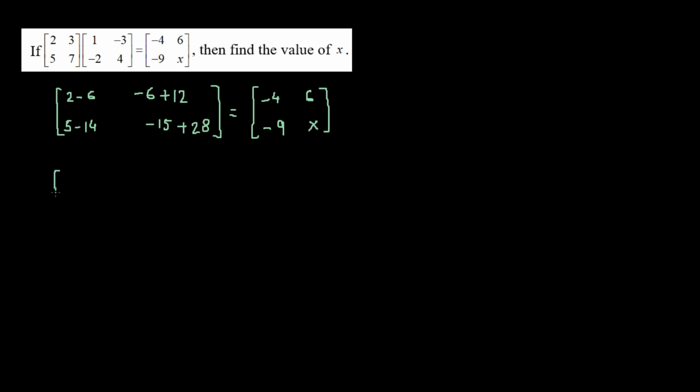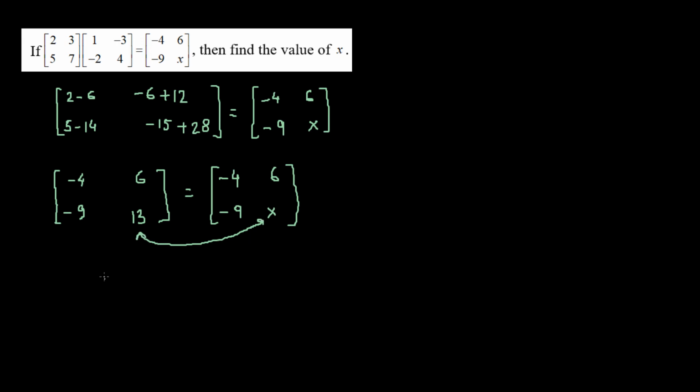So let's simplify the values. 2 minus 6 will be negative 4, minus 6 plus 12 will be positive 6, 5 minus 14 will be negative 9, and negative 15 with positive 28 will give us 13. So this is equal to negative 4, positive 6, negative 9, and x. Now we see that all the corresponding elements are equal because it's an equal matrix. So that means the value of x must be equal to 13. So that's the value of x.